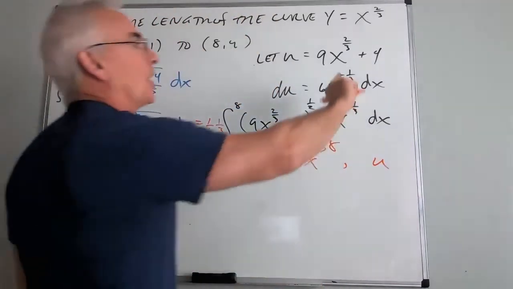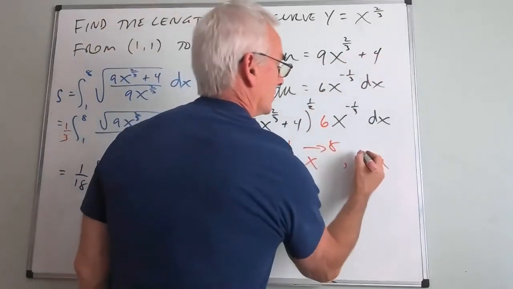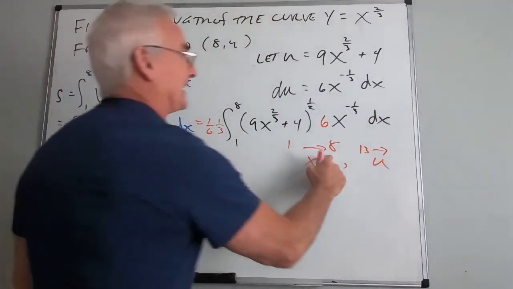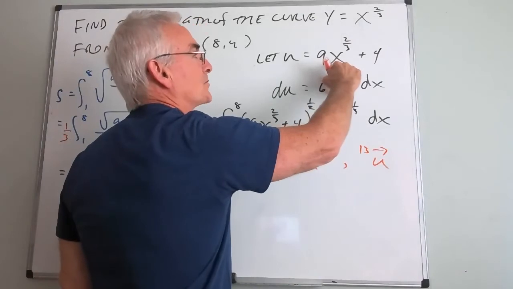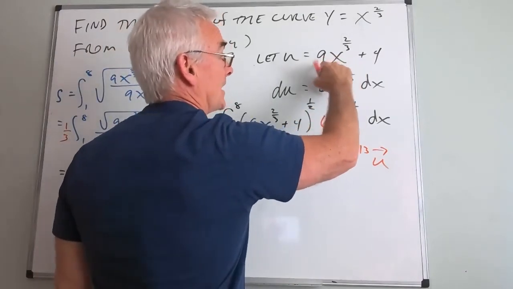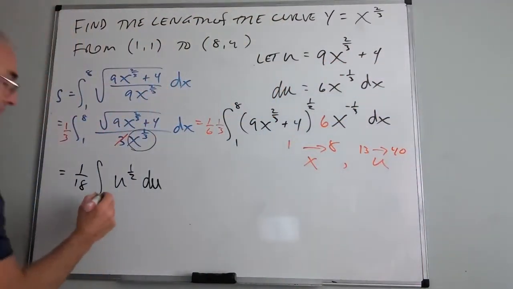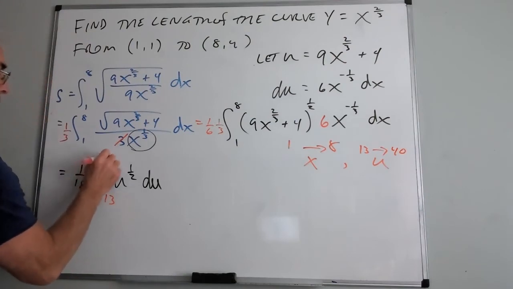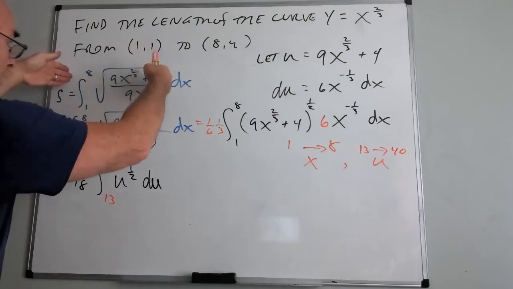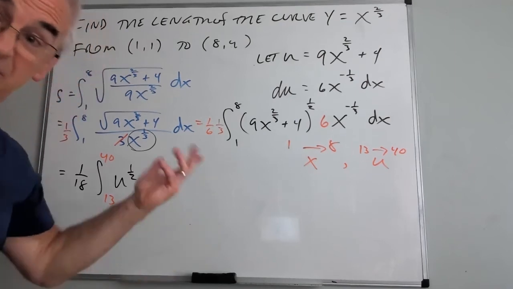When x is 1, the value of u would be 9 times 1 plus 4. That's 13. That's a big yuck. When x is 8, well, 8 to the 2/3 would be cube root squared, so it'd be 4. 9 times 4 plus 4, that'd be 40. Those are kind of goofy limits, but those are my limits. I'm not going to question them. Now, whatever the numerical value of the original one is, I am saying this will have exactly the same numerical value. So now integrate, evaluate.